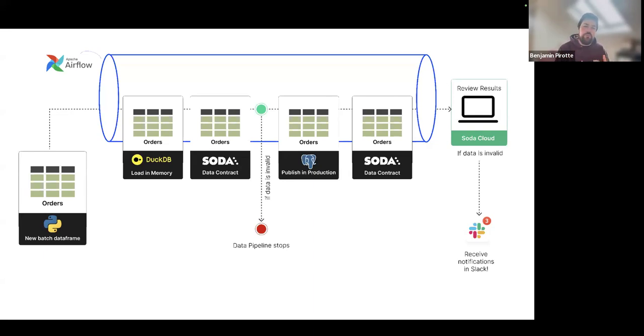So to do so, the first step will be to create a contract so that we can start documenting what the orders table should look like and what are the rules that we want to make sure the data supports. And what we are going to do next is, every time there is a new batch of data, we are going to load the data into memory, run Soda on top of it to make sure that this new batch of data is good quality. If everything is fine, we are going to publish it into Postgres. And if it's not fine, we are going to stop the pipeline. This way we make sure that there is never bad data reaching the production system.